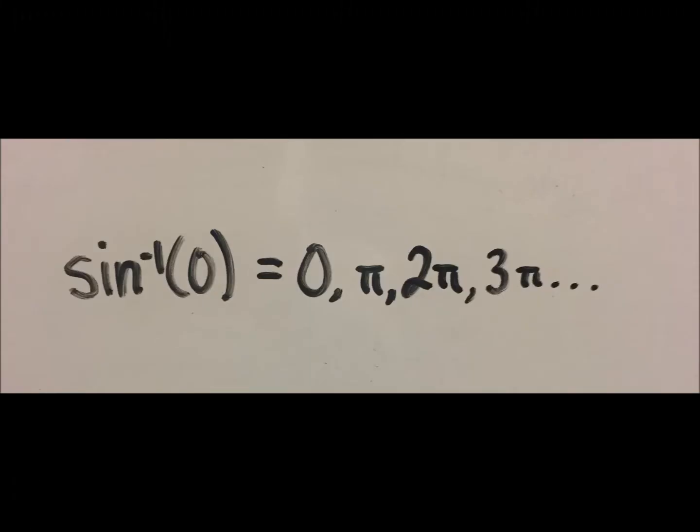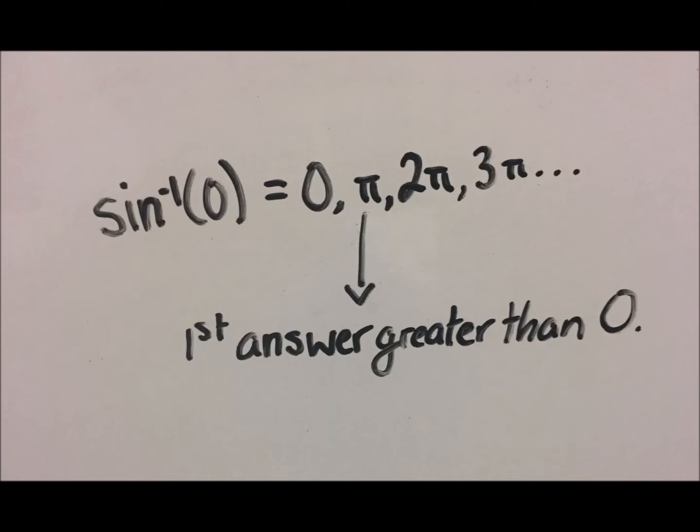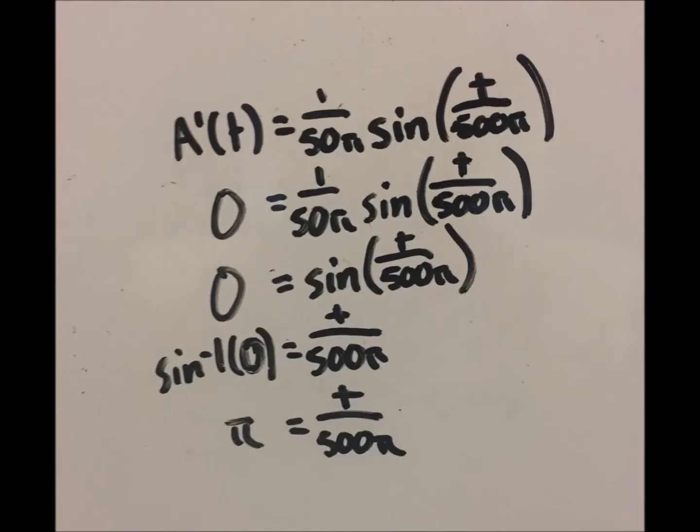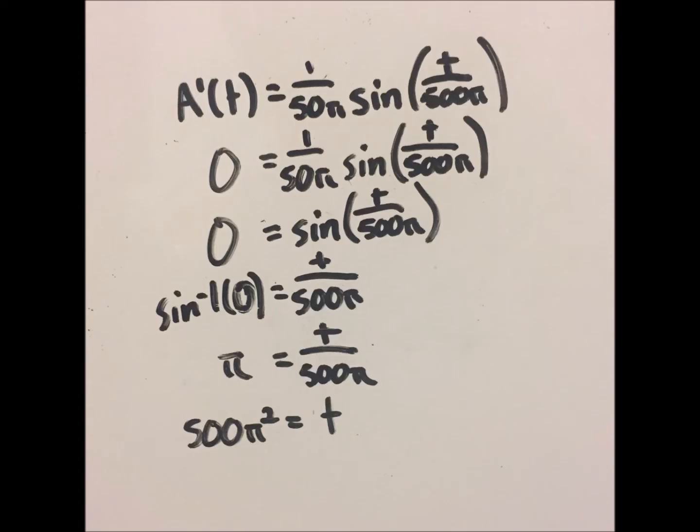Sine inverse 0 is equal to 0 and pi and every integer times pi. Since the equation does not want an answer of t equals 0, I use the first positive value of arcsine 0, which is pi. From here we can do some fairly easy math to solve for t. Multiply both sides by 500 pi and you will get the answer t equals 500 pi squared.